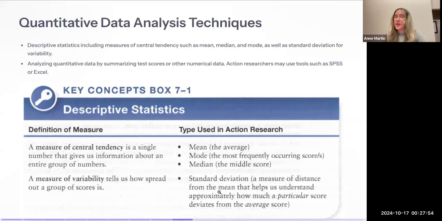Another measure of variability is range. So standard deviation is distance from the mean, and then range is just the lowest score to the highest score. So that's something that teachers do use. So that's something that can also be helpful to help you talk about the spread.